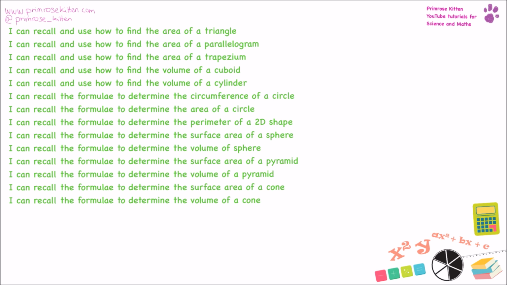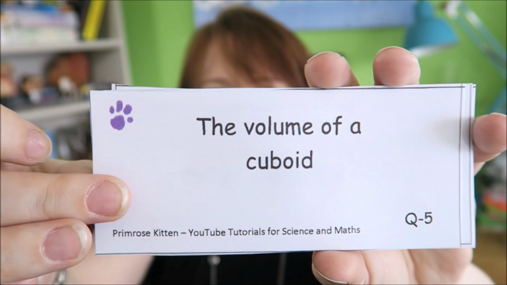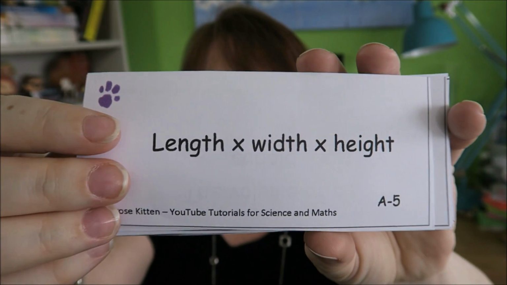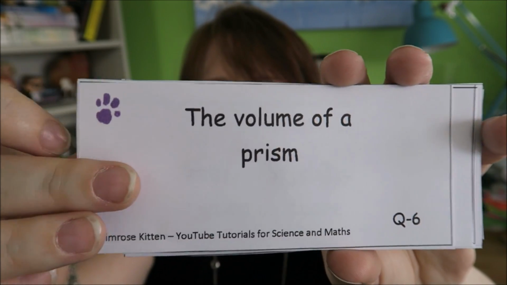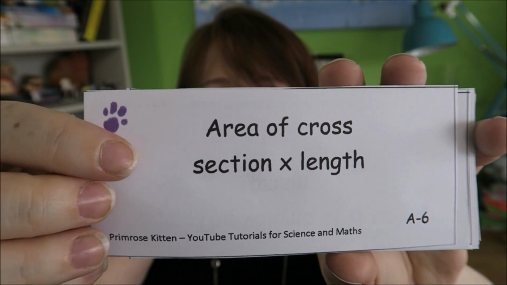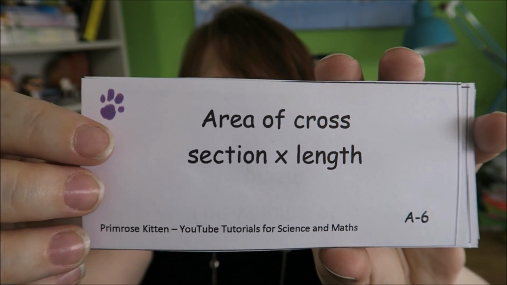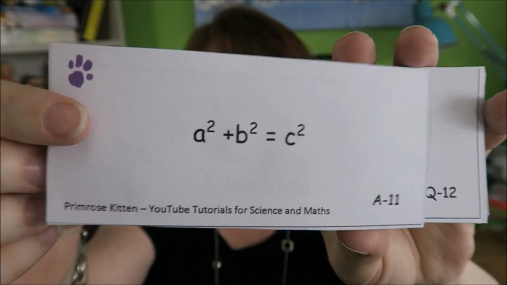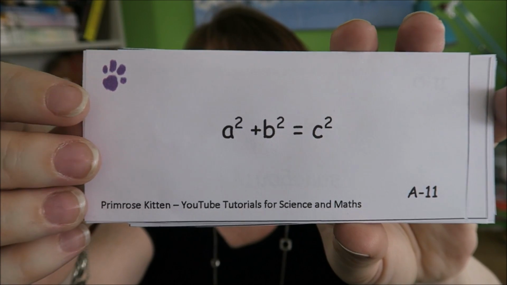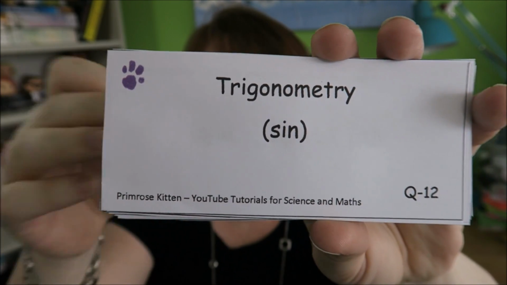You need to know and use all of these formulas. Now they've started off by saying you needed to know all of them, but now they've said that some of them they will give you in the exam. So here are the ones that you need to know. Volume of a cuboid: length times width times height. The volume of a prism: the area of the cross section times the length. Pythagoras: a squared plus b squared equals c squared.